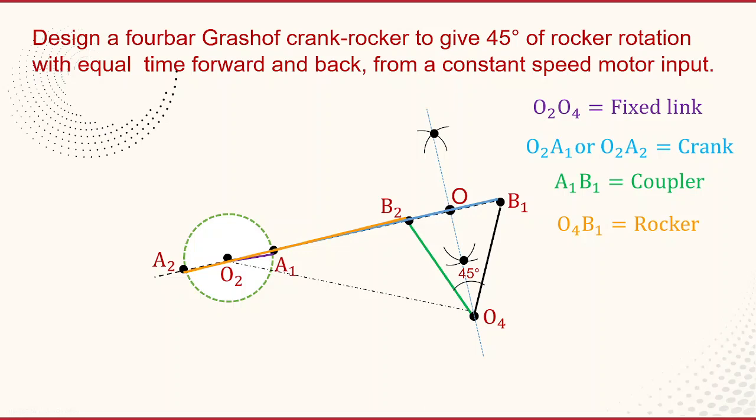So this is the required synthesis of the mechanism. Now we have designed the mechanism. O2O4 acts as a fixed link, O2A2 is a crank, A1B1 is a coupler, and O4B1 is a rocker. I hope you understand this problem, how we design the four-bar mechanism for the given condition. Let us move to the next problem.